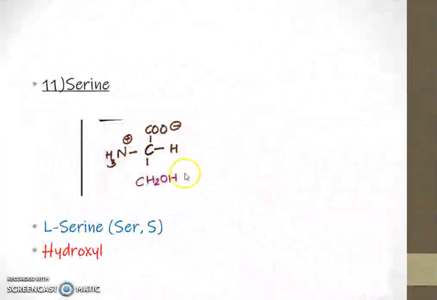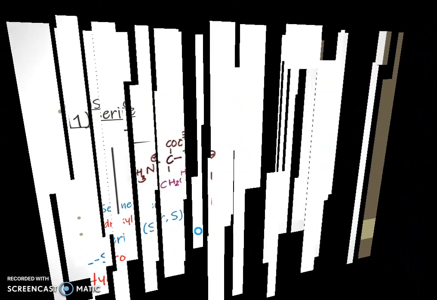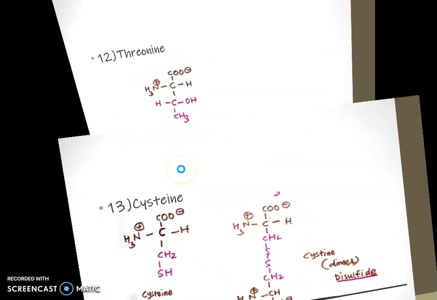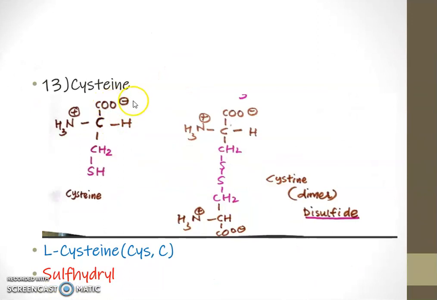The 11th one is serine. Here hydroxyl group is present. This is SER and S. The 12th one is threonine. THR, T, hydroxyl group is present. The 13th one is cysteine. So, cysteine, here CYS and C.